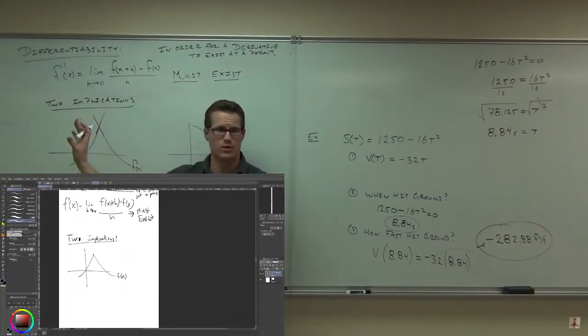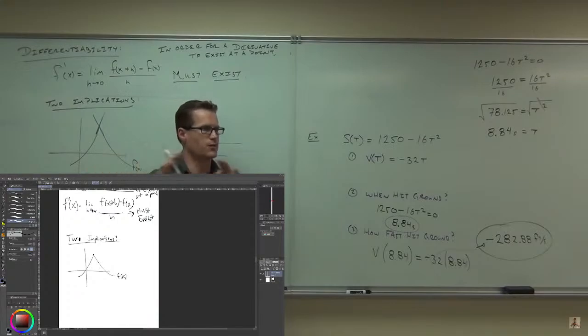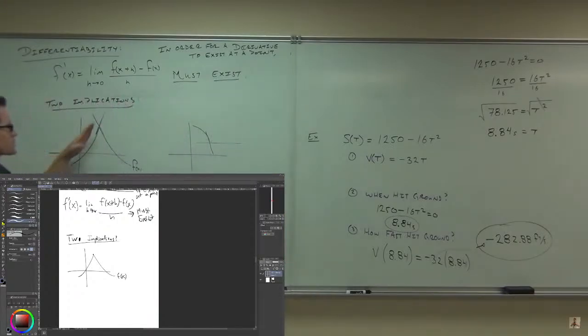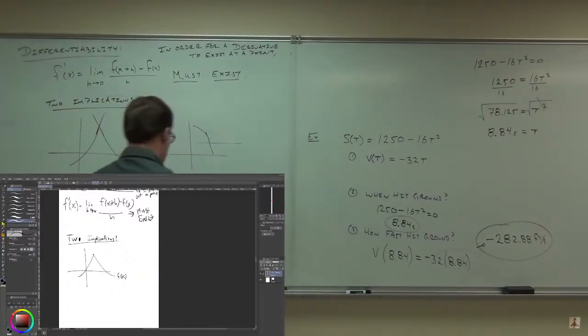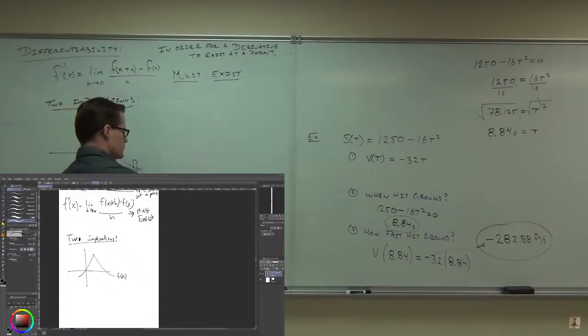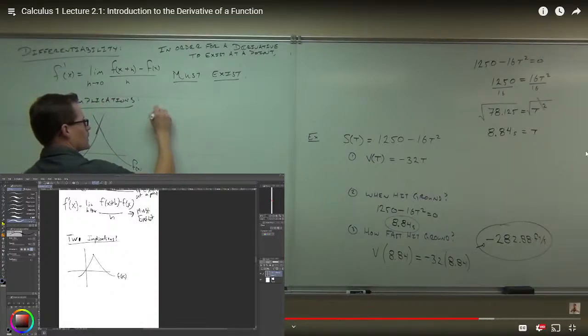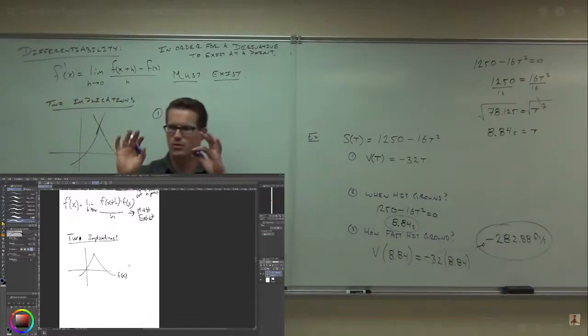A derivative is slope, not a function itself. It's the slope of the function. So this says the slope is no. Those don't match up. Those don't make the same exact slope at that point. So our two implications are, number one, you can't take a derivative at a sharp point.